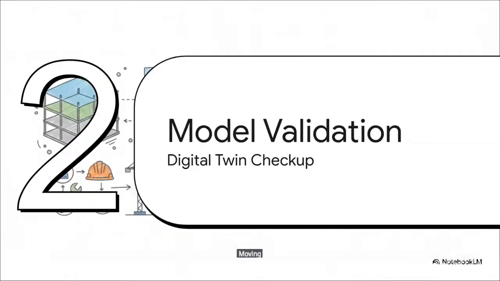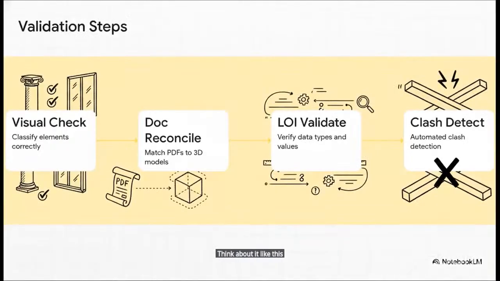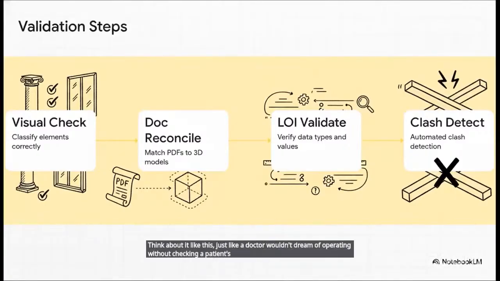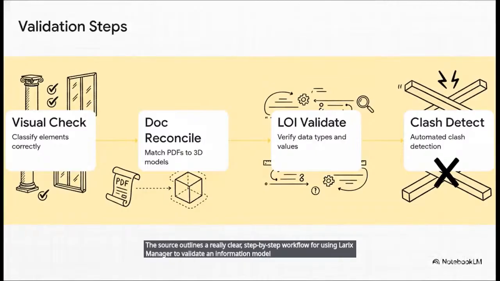Moving on to Section 2, Model Validation and Verification. Think of this as the digital twin health checkup. Think about it like this. Just like a doctor wouldn't dream of operating without checking a patient's vitals first, a construction team absolutely cannot build based on a model without verifying the underlying data. The source outlines a really clear step-by-step workflow for using Larix Manager to validate an information model. Step 1 is the visual check, ensuring elements are properly classified.